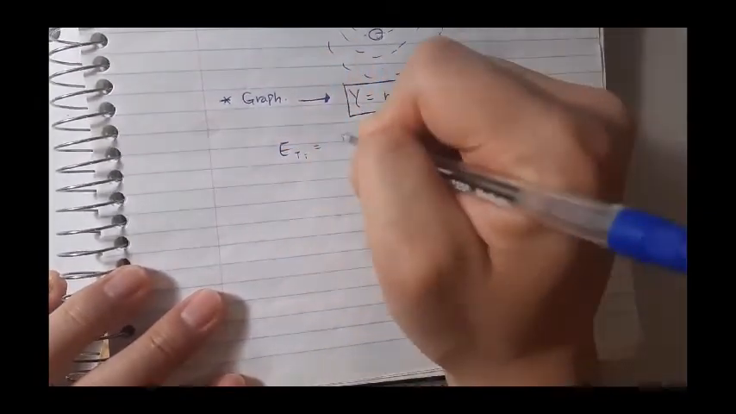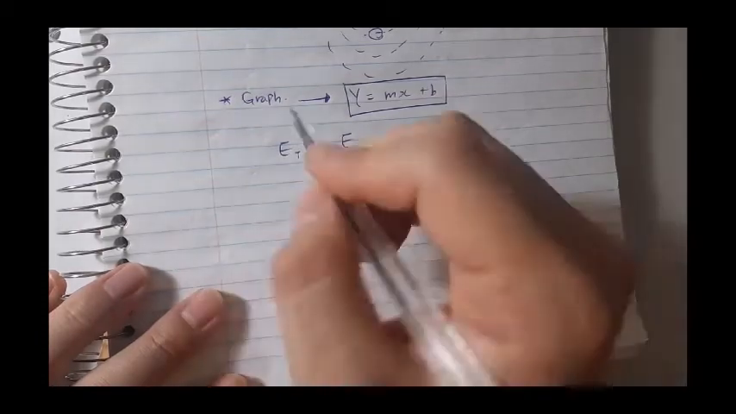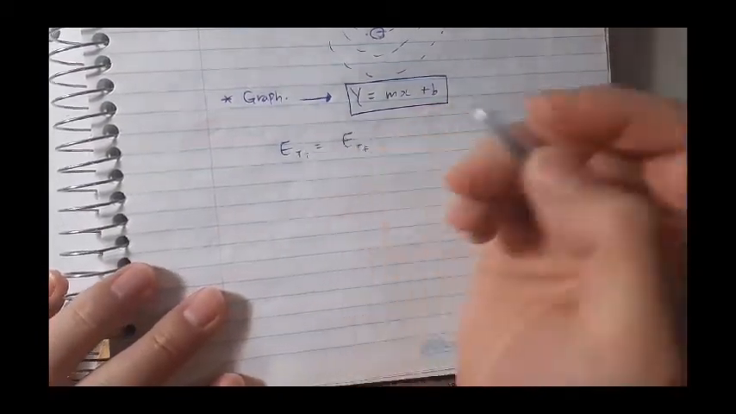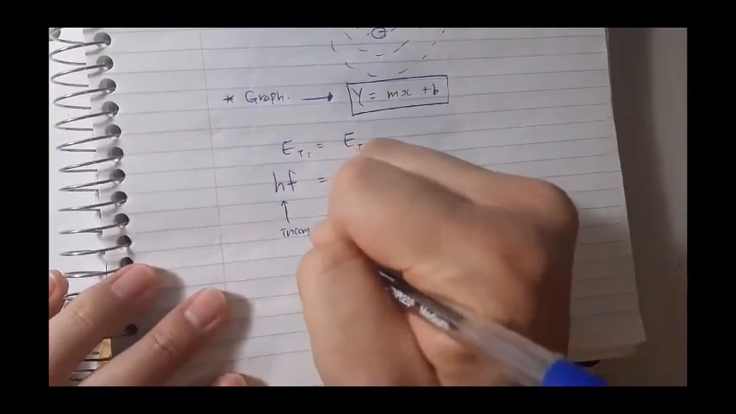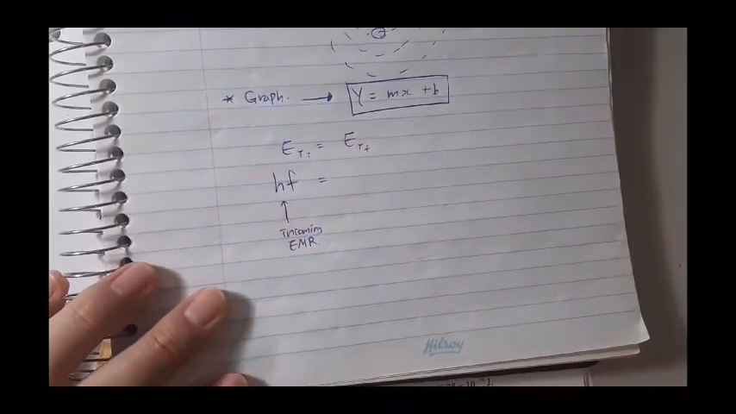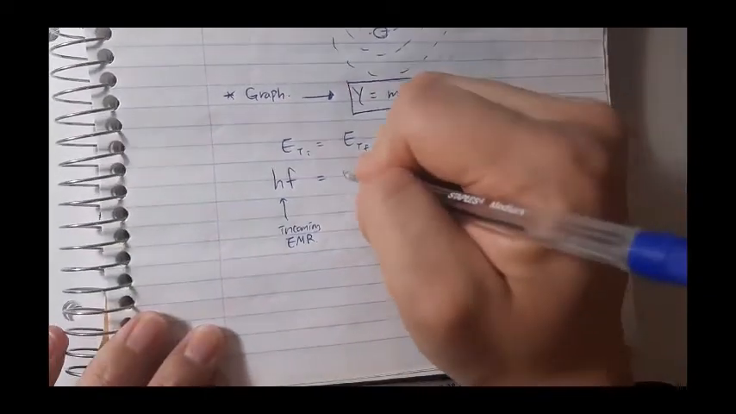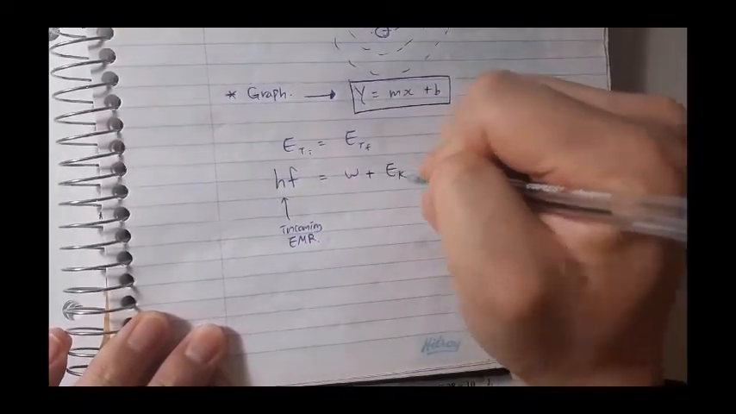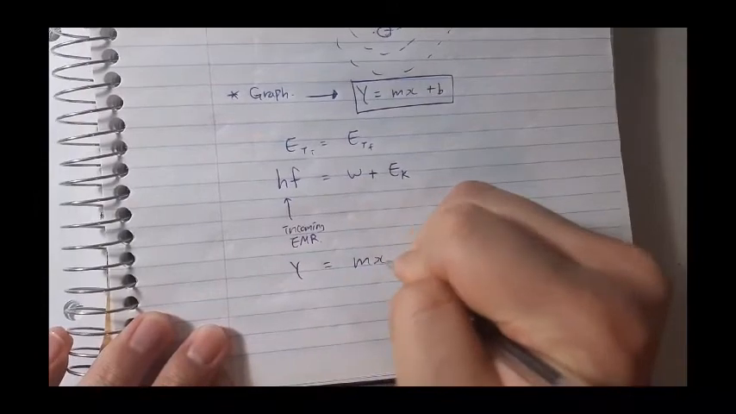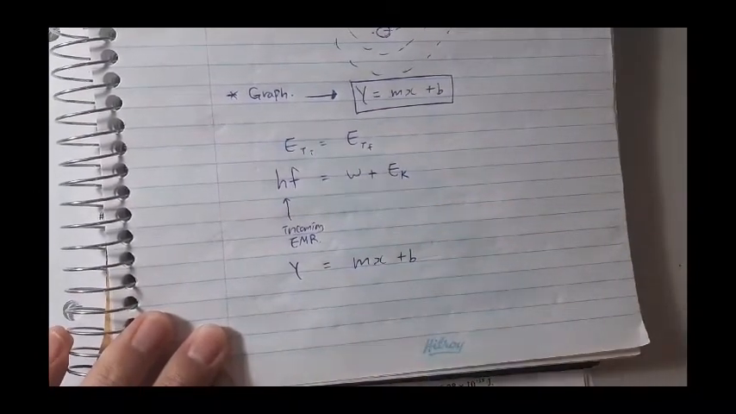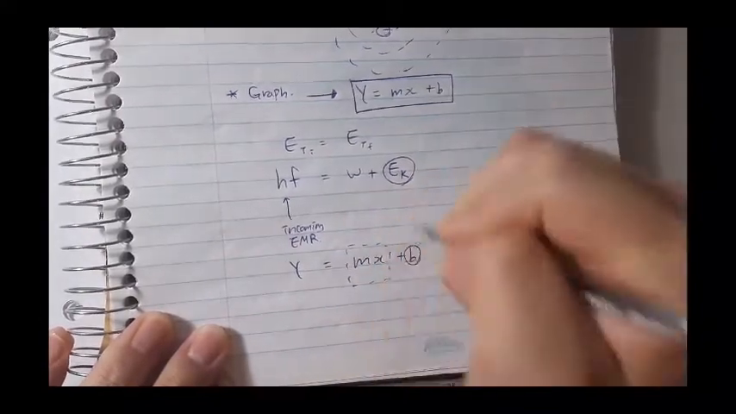My total energy initially is equal to my total energy for the final situation. So ETI equals ETF. The ETI portion is basically my hf, my incoming EMR photon's energy. I'm going to do some stuff involving wavelength as time goes on. So hf equals work function plus EK. Now, as you may notice, this resembles y equals mx plus b. For instance, b is equivalent to my kinetic energy, and my mx should be equivalent to my W.